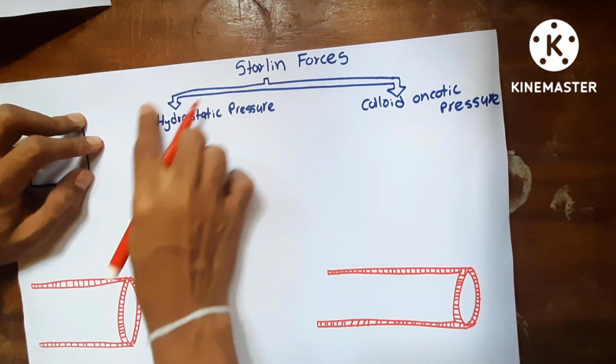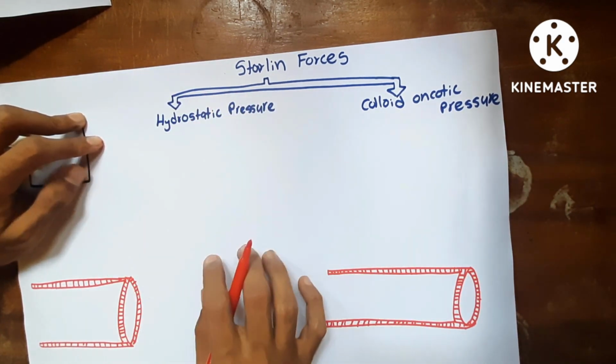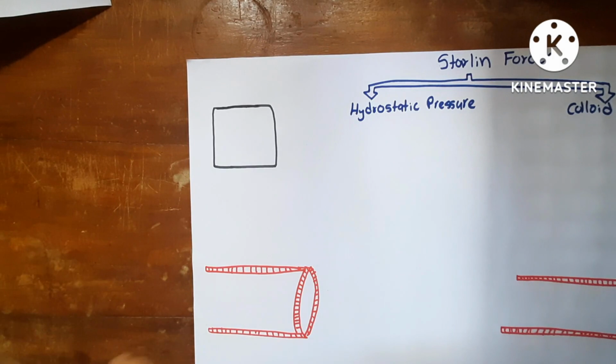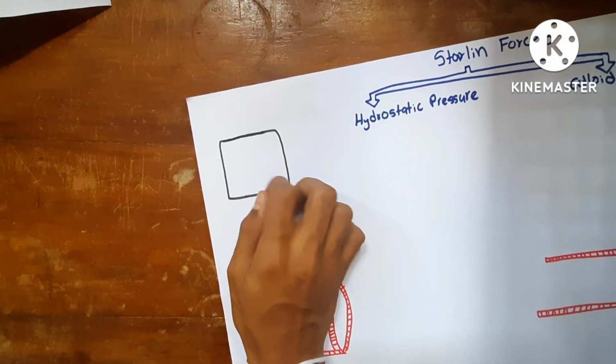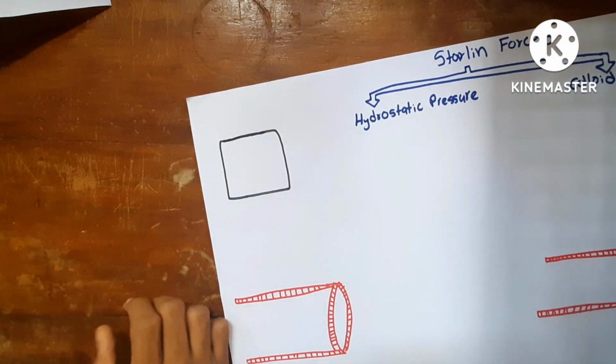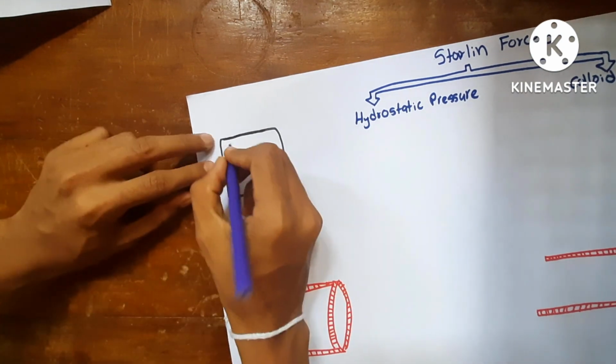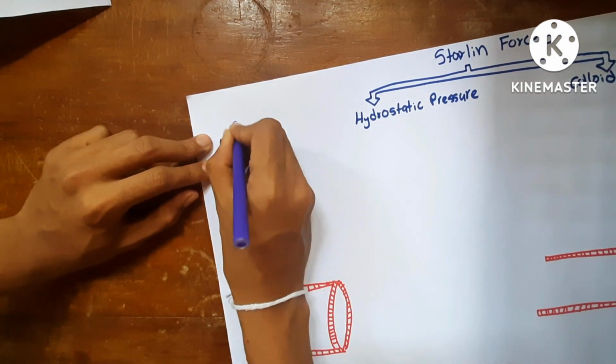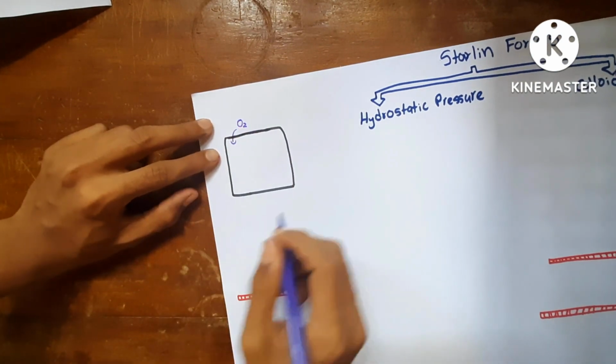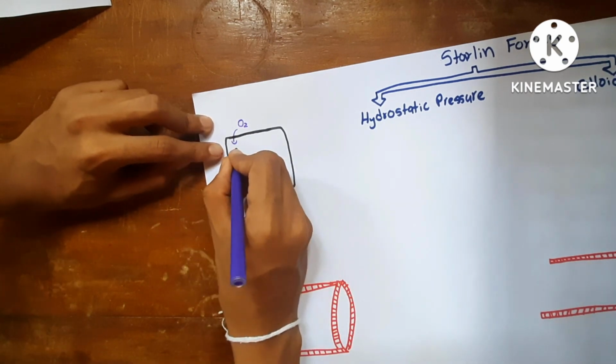First of all, what is the hydrostatic pressure in Starling forces? I will explain it. Suppose this is a glass bottle filled with oxygen gas. What happens in the oxygen?